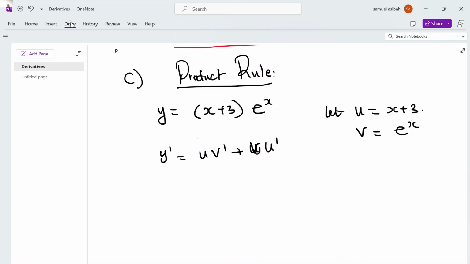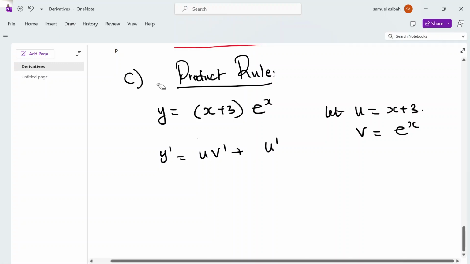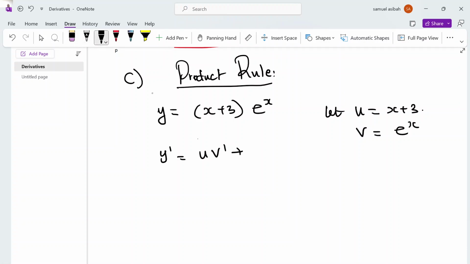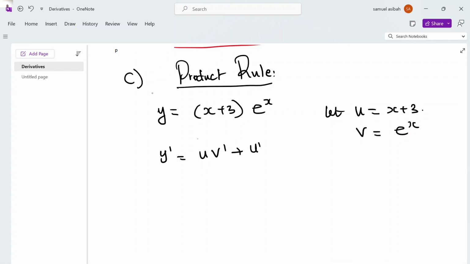Sorry, let me just put 12. So, the derivative: you use u, the first function, times the derivative of the second function, and then you use the derivative of the first function times the second function.